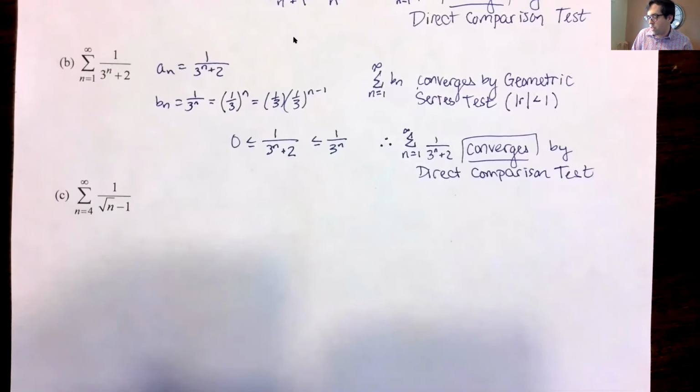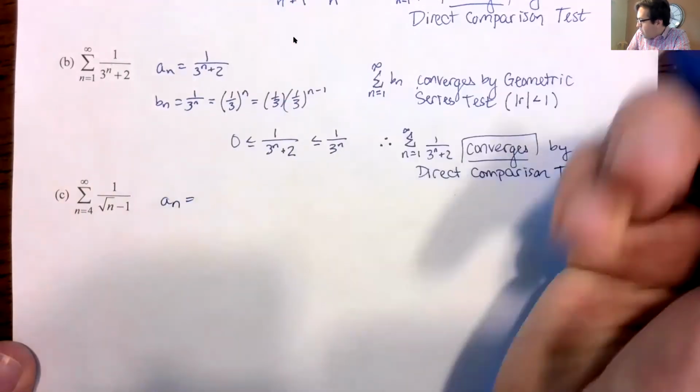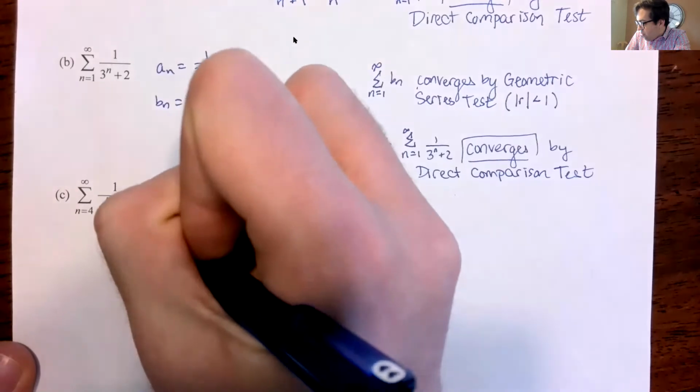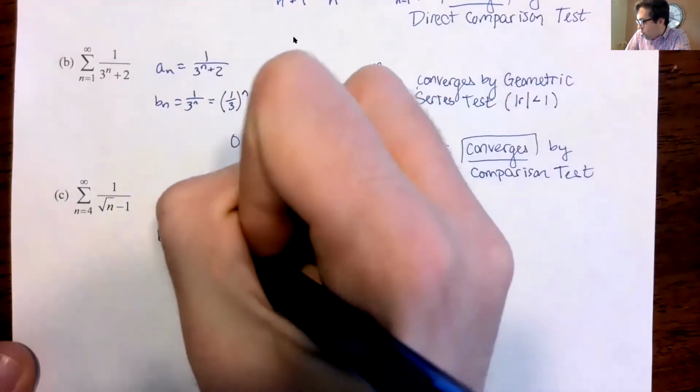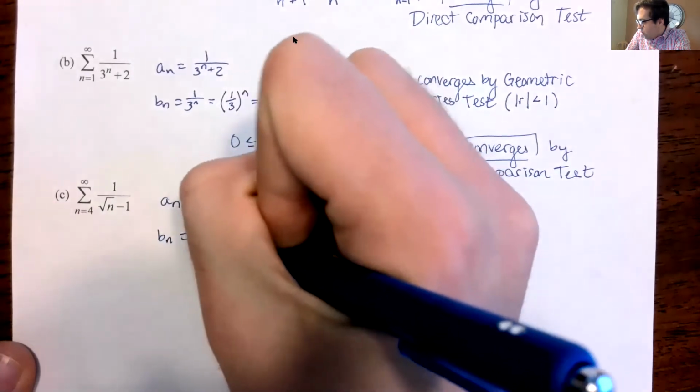So if we start at 4 instead of 1, that's not going to change that much about how we do this. The point is just that we will still converge or still diverge. And I'll show you why it's 4 when we get there. So first off, we're just going to call this a sub n. And if you're tracking with me here, you should be able to tell that for our b sub n, we're going to use 1 over square root of n, which I'm going to rewrite as 1 over n to the 1/2.